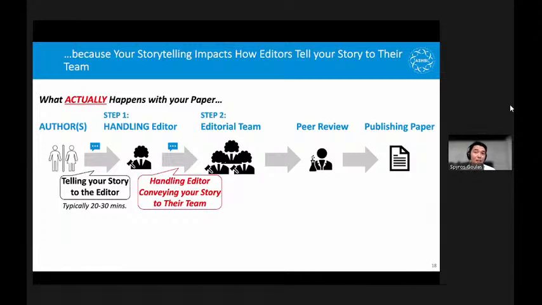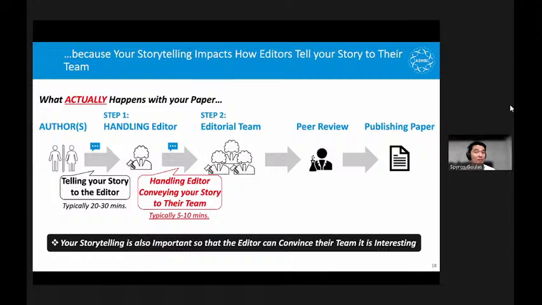Furthermore, as editorial meetings are typically held daily and are on a very tight schedule, each paper is discussed typically no more than 5 to 10 minutes. So you can now appreciate that it is important to tell your story and its central message clearly to your handling editor, so that not only they find your paper interesting and become convinced, but also so that they can convince their team in such a limited amount of time.